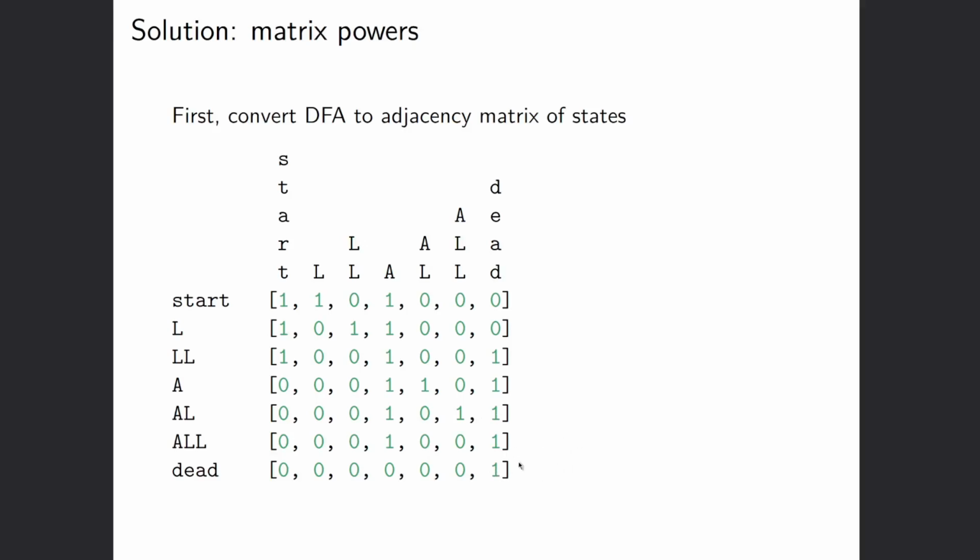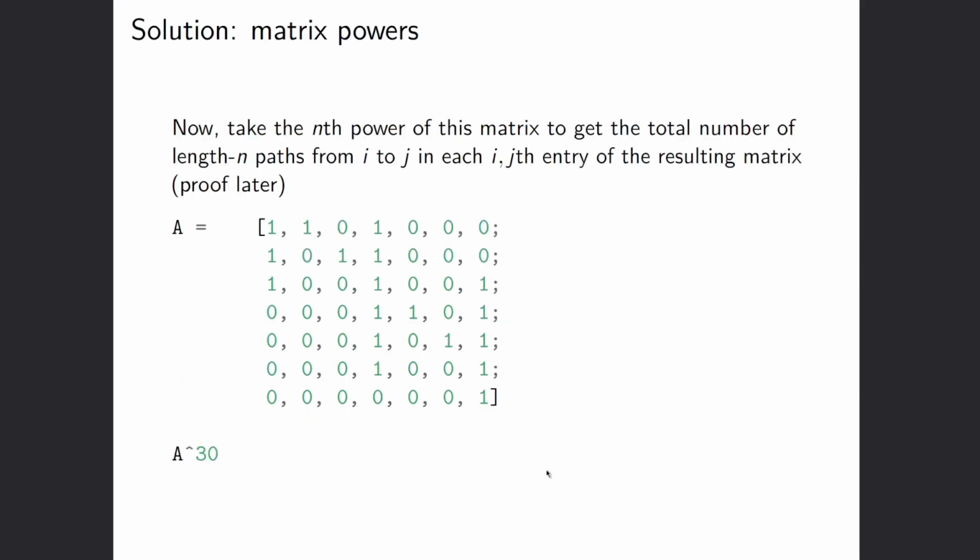You'll be familiar with this if you're familiar with graph theory, or if you've done any graph Leetcode problems before. So now we're going to take the nth power of this matrix to get the total number of length n paths from i to j in each ijth entry of the resulting matrix. I'll go over the proof sketch of this later. But here we've got some Octave code that's actually going to run this. Octave because it's really easy to do matrix stuff there.